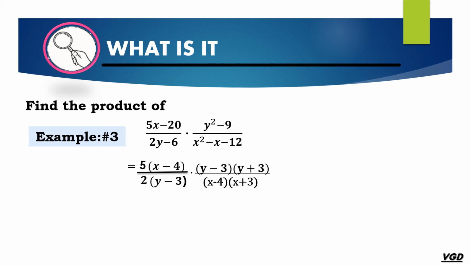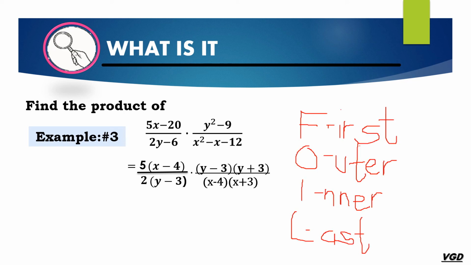And we can check if this is the correct factor using the FOIL method. FOIL method means first, outer, inner, and last. So multiply the first terms, and then the outer, the inner, and the last. So that is how you're going to check if the factors are correct.